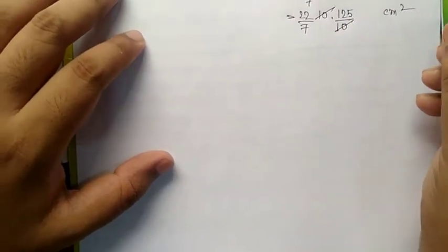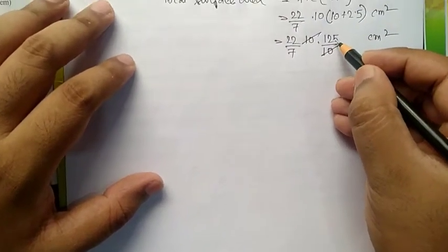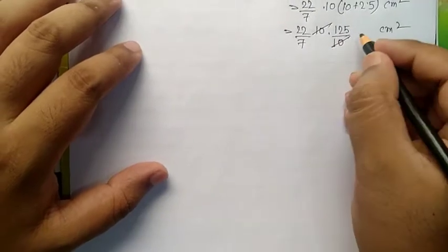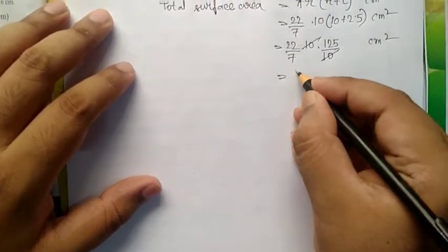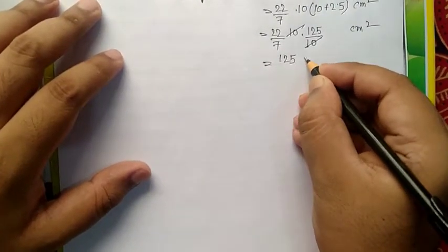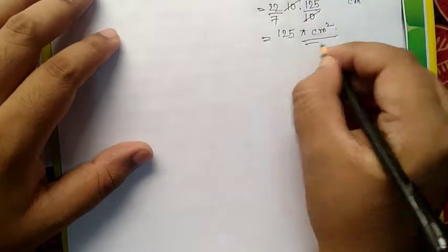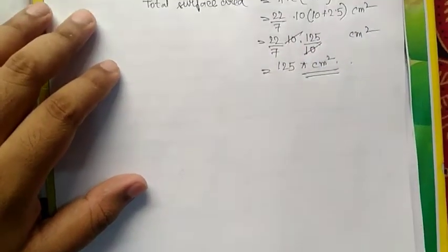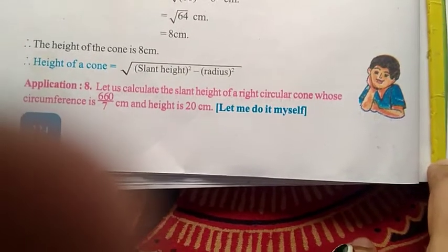So here 125 is not divisible by 7. You're going to write the answer like 125 pi centimeter square. This is the answer. This is application number 8.